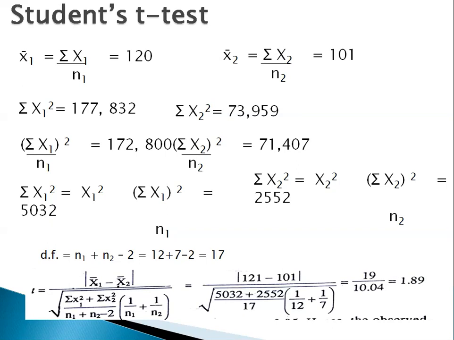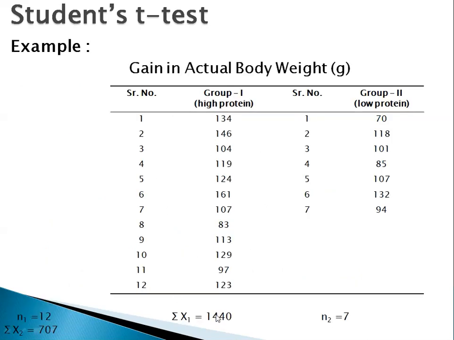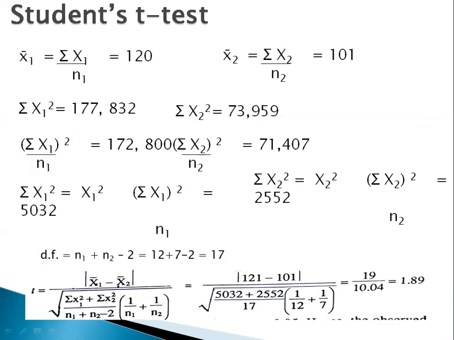Again for 707 you need to do this, find out the square of these also and these also. So you will get the value of summation of x1 square and summation of x2 square, which is found to be 177,832 and 73,959. Then we need to find out the values for summation of x1 into bracket square divided by n1.